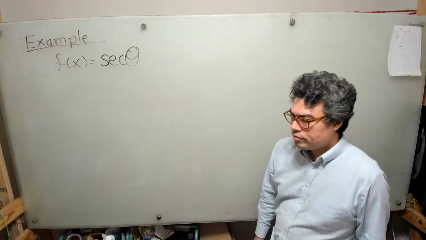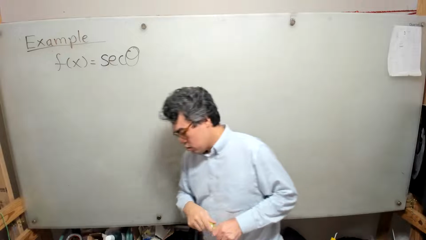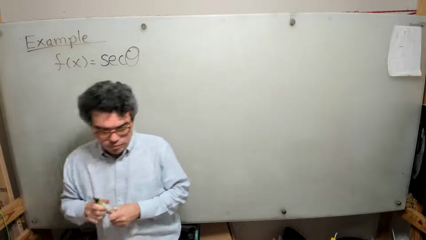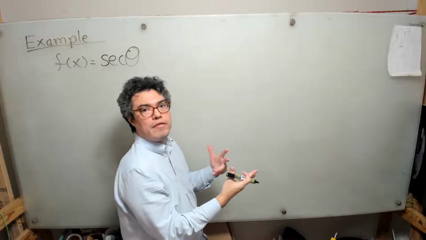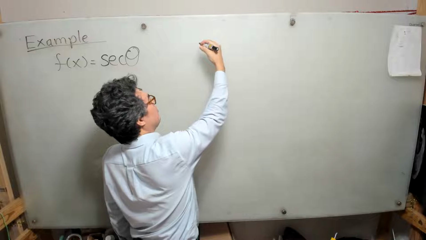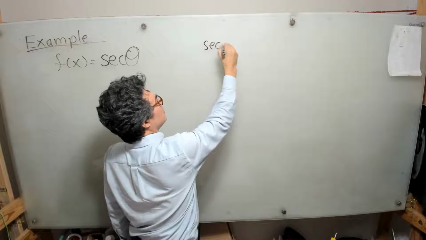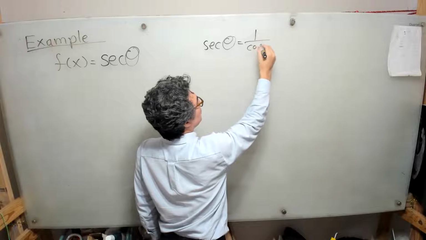Hello, ladies and gentlemen. So now we're going to graph the secant of theta. So the first thing I want to do before we graph the secant of theta is I want to know what the secant of theta is. So by definition, the secant of theta is equal to 1 over the cosine of theta.